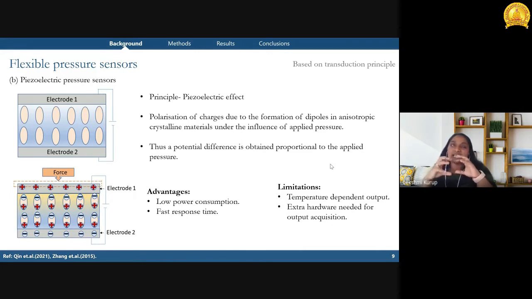I mean, you just need an amplifier to amplify it and collect it. As we use extra hardware, the device would become a bit bulkier, so the cost of production would be higher. So that's the drawback of piezoelectric sensors, though they are self-powered ones.